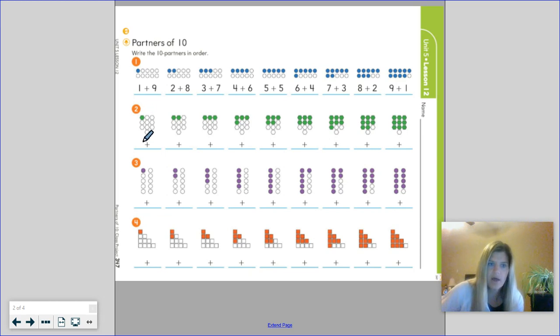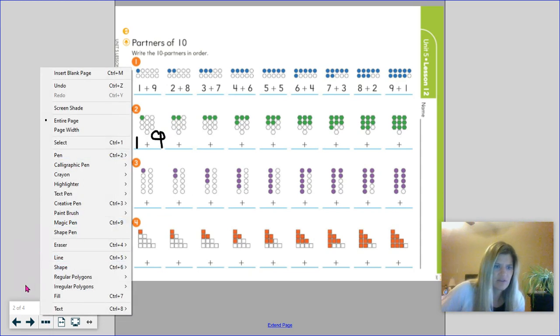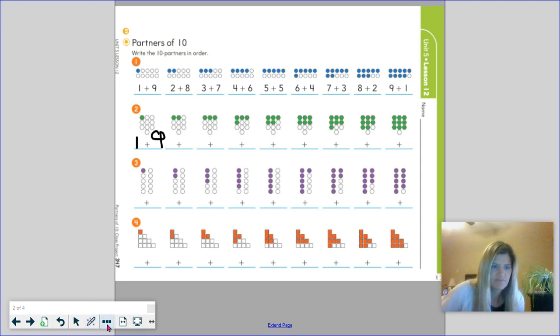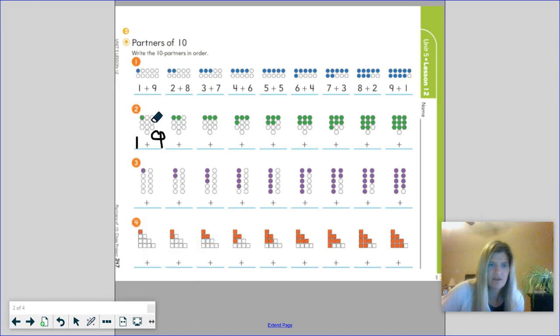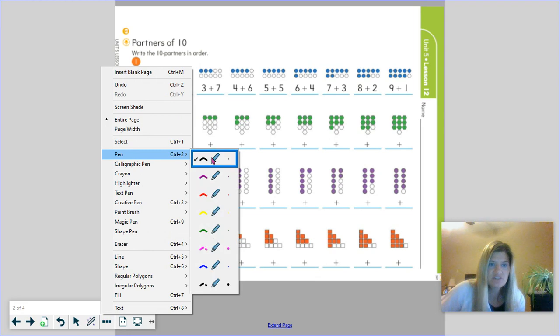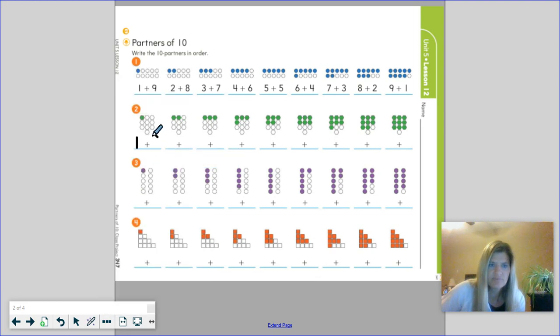So let's count. So I have 1 green. That's where I write 1. Everyone write a 1 there. Okay, so if I know 1 plus what equals 10? You should know by now. 1 plus 9. Oh, that's an interesting 9. I don't like that. Well, let's erase that 9 and make it look even better. All right, now, boys and girls, we'll make my 9 look a little bit neater. There we go. 1 plus 9.